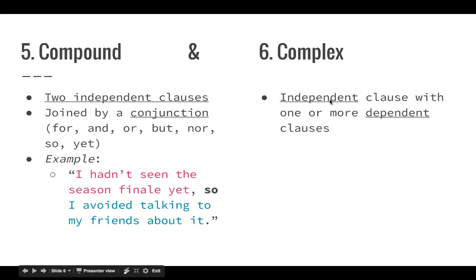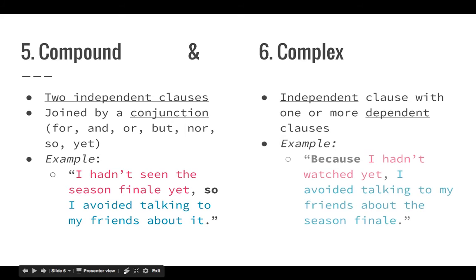A complex sentence has an independent clause with one or more dependent clauses. So whereas compound has two independent, complex has one independent plus one or more dependent. So for example, because I hadn't watched yet, I avoided talking to my friends about the season finale. Here we've got a dependent clause. With the word because at the beginning, this would not make sense to stand on its own, so it becomes a dependent clause, whereas the part in blue could make sense to stand on its own, making that an independent clause.